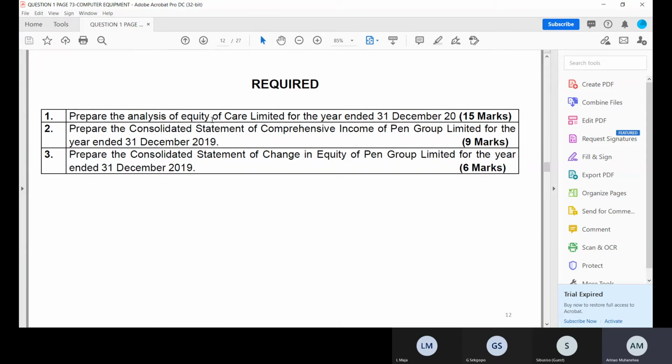So what is required is the analysis of equity of the subsidiary. They want us to prepare the consolidated statement of comprehensive income and the consolidated statement of changes in equity. If I was writing this question, I would start with the consolidated statement of comprehensive income, just adding the revenue line items, cost of sales line items, other income line items. That's what I would do before anything else. Just add, because by just doing that, you earn marks.